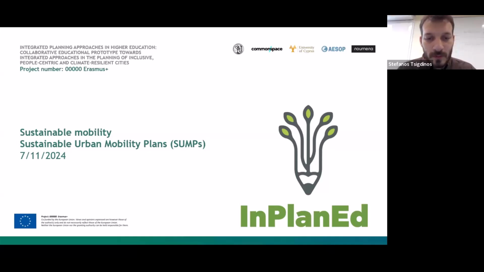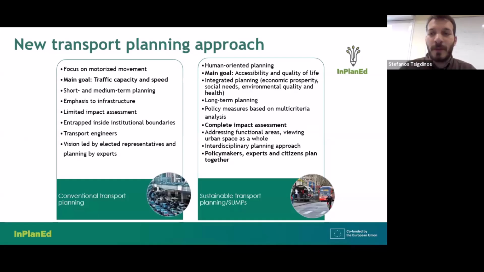And to be more precise, we have created this table, which shows the two different planning approaches. We have the conventional transport planning approach and the sustainable one. So the conventional transport planning approach was mainly realized by some traffic projects or traffic measurements, and it was very connected with infrastructure and short and medium term planning.